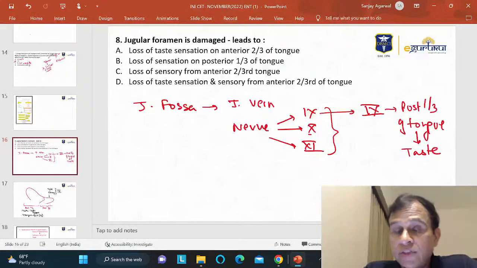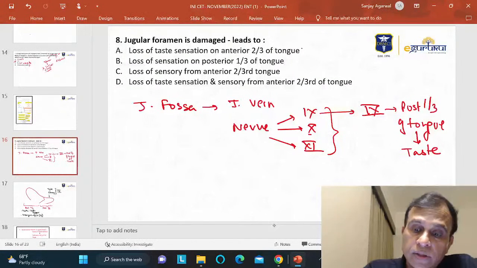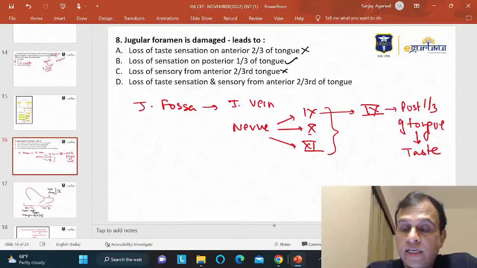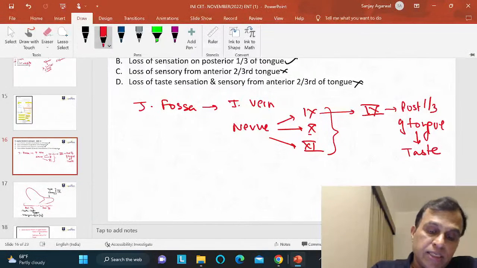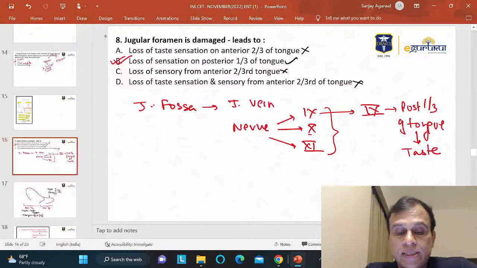So do you have any of this in the choices? Let's see. Loss of taste on the anterior two-third of the tongue, not possible. Loss of sensory on the posterior one-third of the tongue, possible. Loss of sensory from the anterior two-third of the tongue, not possible. Loss of taste and sensory on the anterior two-third of the tongue, not possible. Therefore, the only possibility is B. So B is your correct answer in this case.